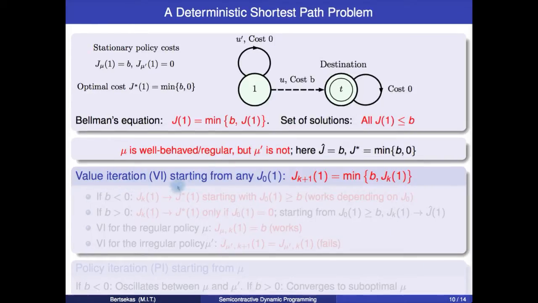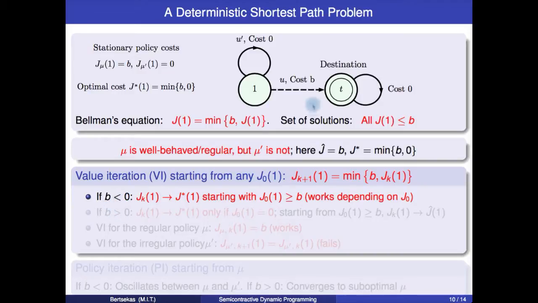Okay, so let us consider now value iteration starting from any initial condition J0 of 1. Then it involves the application of the dynamic programming mapping on the current Jk, and it's given by this expression. Now, when you look at this equation, you can see some interesting behaviors.